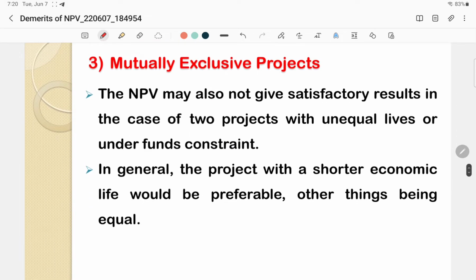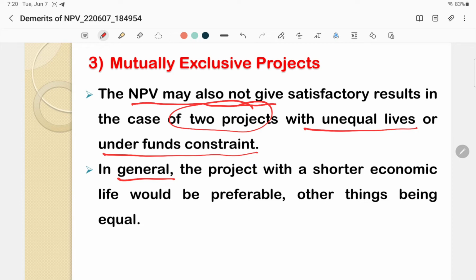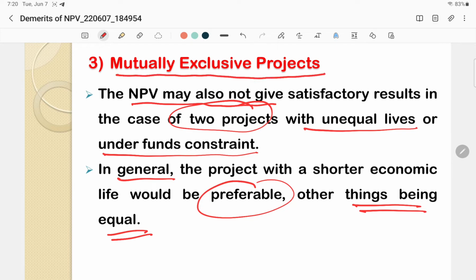Third one is the mutually exclusive projects. So, NPV method does not provide satisfactory results in case of two projects with unequal lives or when they are evaluated under the capital or under funds constraint. Generally, a project with a shorter economic life would be preferable, other things being equal. So, as a limitation of NPV, this method does not provide satisfactory outcome with respect to the two projects, and out of two projects only one is selected because projects are mutually exclusive. So if their economic life differs or there is a problem of capital which is invested in a project, in that scenario NPV does not give correct results.